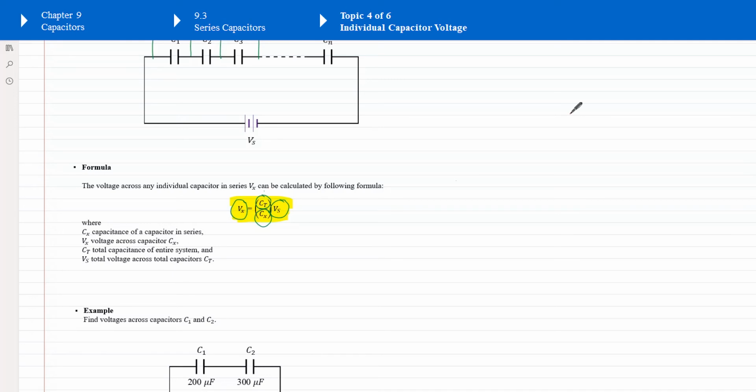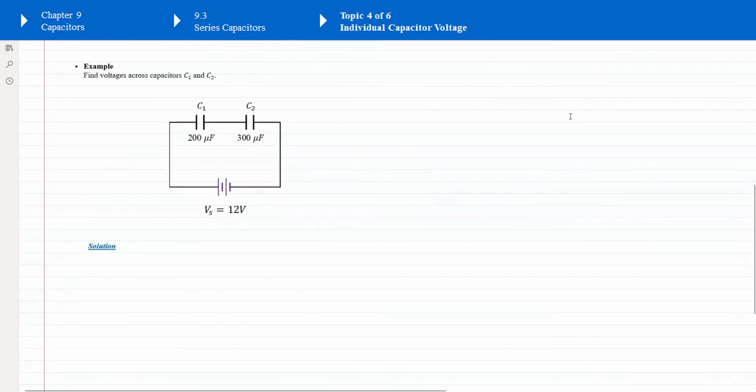So the ratio of Ct to Cx is always smaller than 1, or always less than 100%. This number multiplies the total voltage dissipated on the entire system, Vs. It is a small portion of the total voltage dissipated on the system, and this is the voltage drop on the capacitor x.